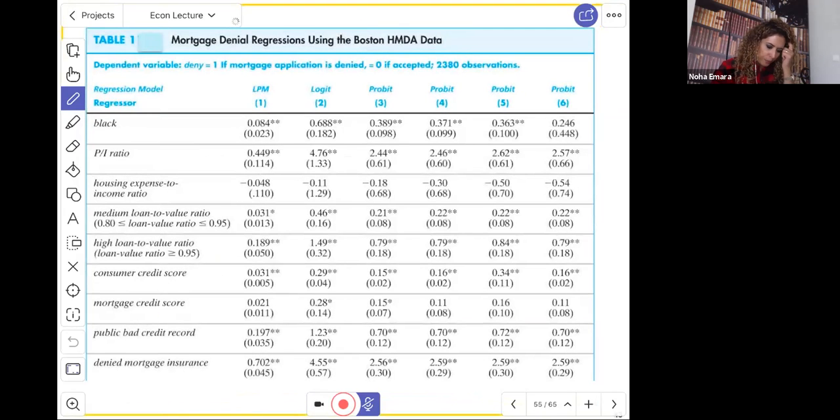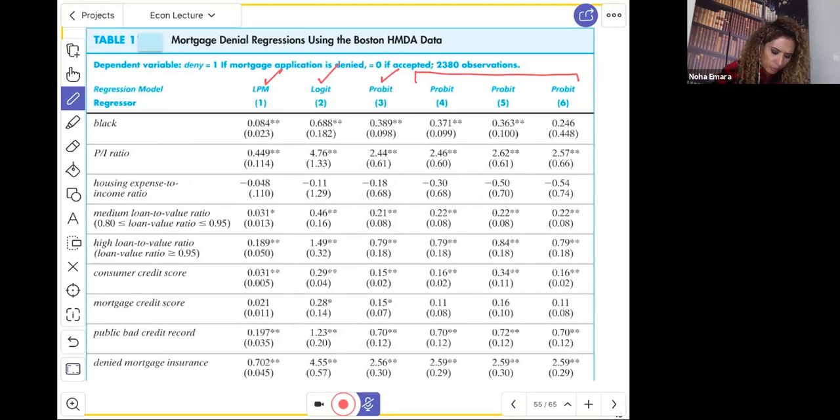And let's see. This table has the linear probability model in column 1, the logit model in column 2, the probit model in column 3. And then starting from 4 onwards, it's just a probit model, okay? Or the author could have used a logit model, doesn't matter. But definitely not an LPM, because the LPM has its own disadvantages.